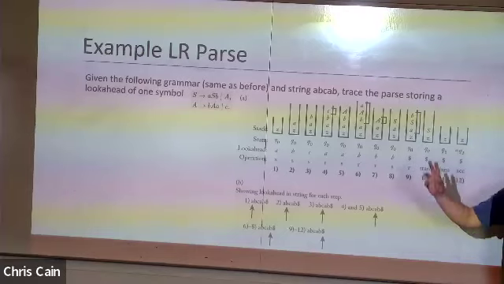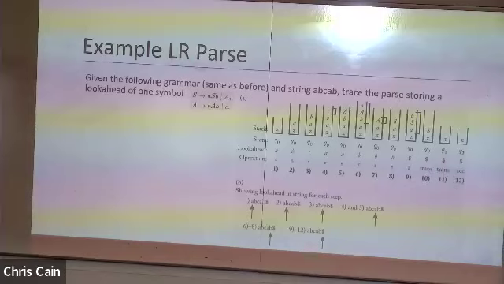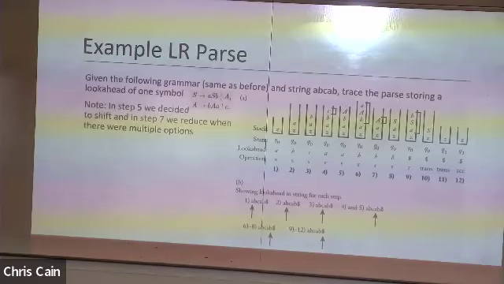So we need to store just a little bit more information as we do this. But there's still some non-determinism here. In step 5, we could have done either. We decided to shift. In step 7, we decided to reduce. There were multiple options in each of those places. How did we know to shift or reduce there? That's what LR parsing is going to be able to do for us.